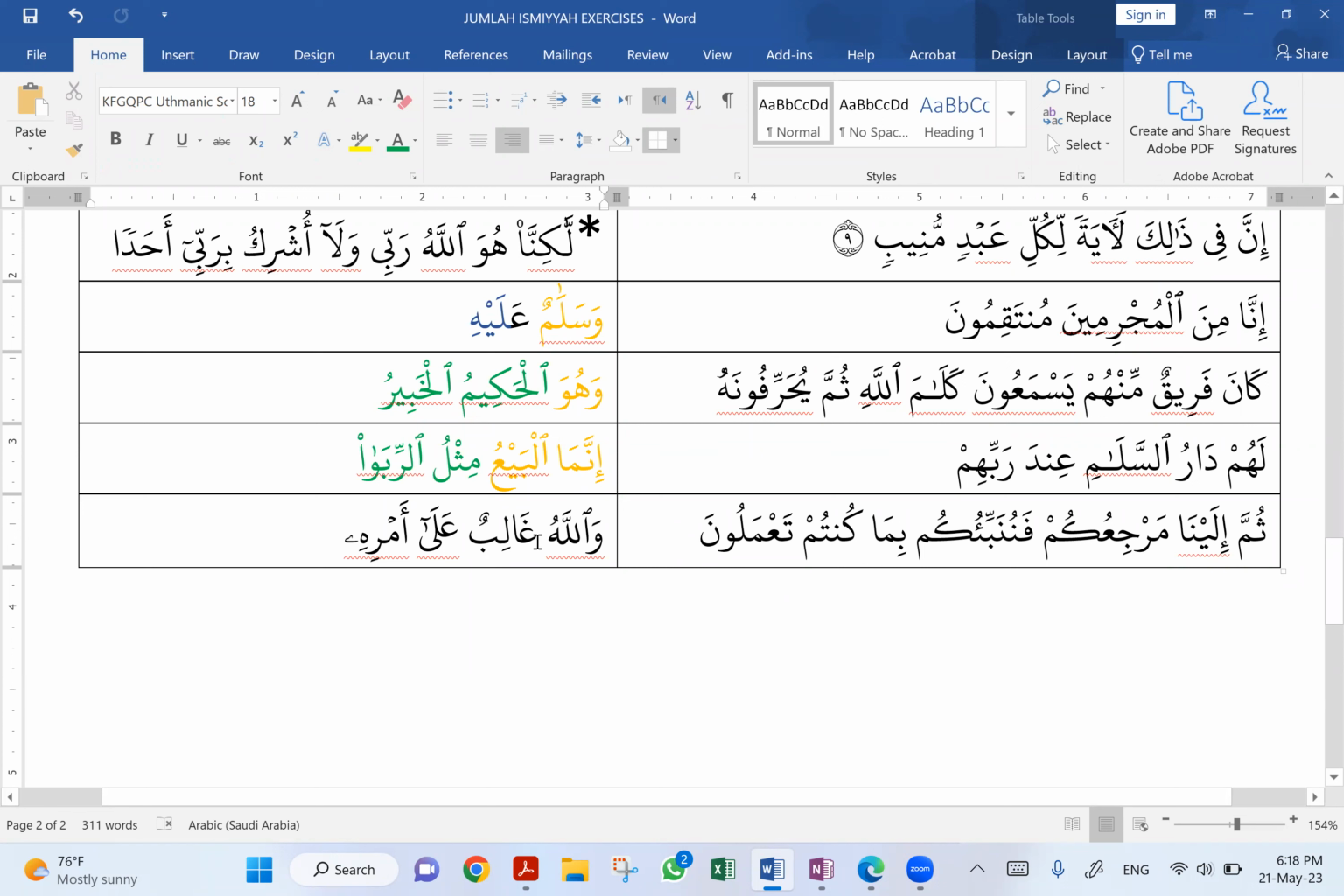Sister Ilham, so innamal bay'u mithlu riba means only the trade is like the riba. They say trade is just like riba, or trade is only like riba. So you have to figure out where to put the inna. The Quran is quoting some people who are trying to justify that taking riba is halal, because they're saying, oh, it's just like trade. There's no difference. You put a profit on trade. Riba has interest. It's like profit, it's the same thing. So Allah is warning people who do this.